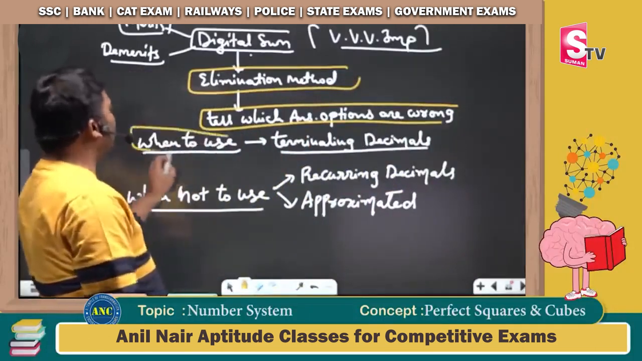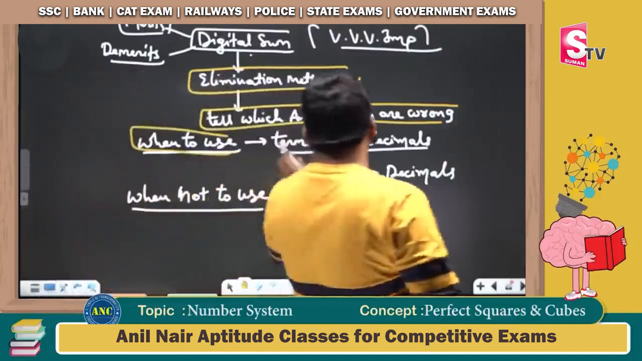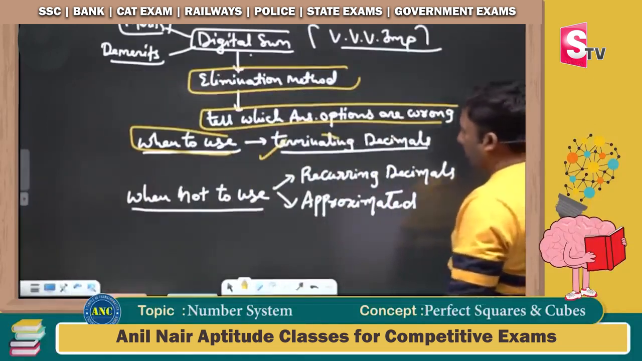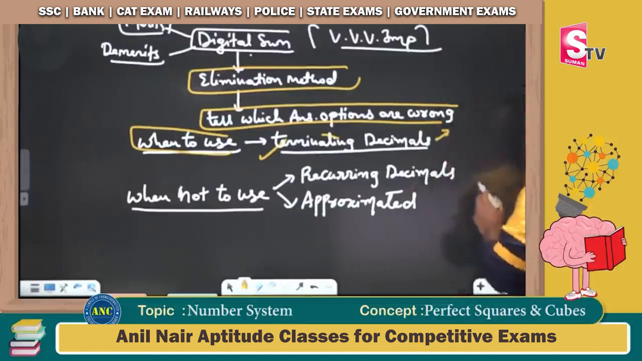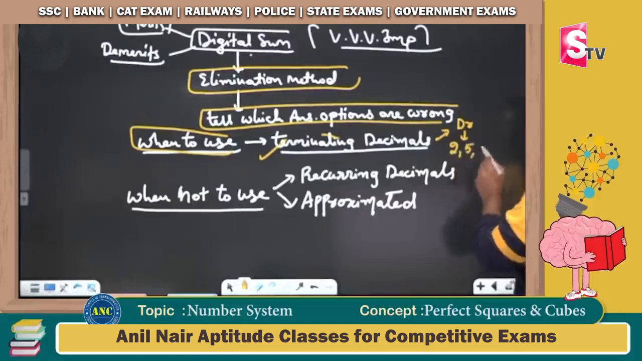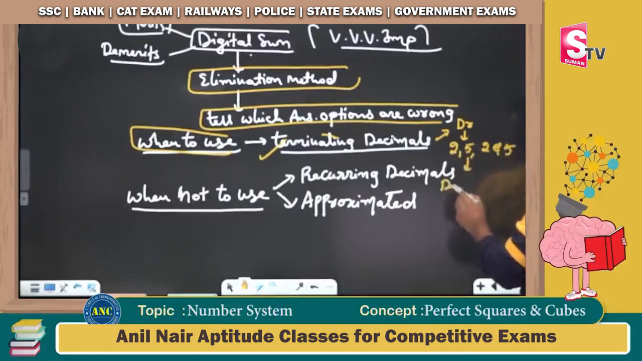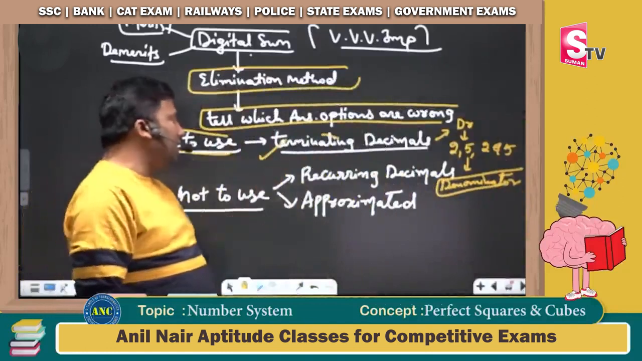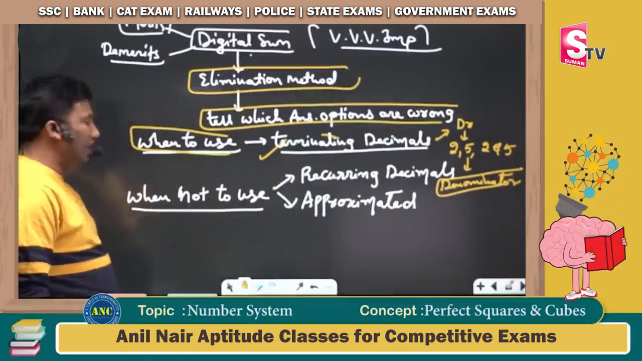When to use digital sum? Digital sum is used for all values when it is a terminating decimal. Please make a note of it. What is a terminating decimal? The denominator can take powers of 2, powers of 5, or powers of 2 and 5. Only if you can express the denominator as a power of 2, a power of 5, or a power of 2 and 5, it will result in a terminating decimal. Otherwise, it is a recurring decimal.